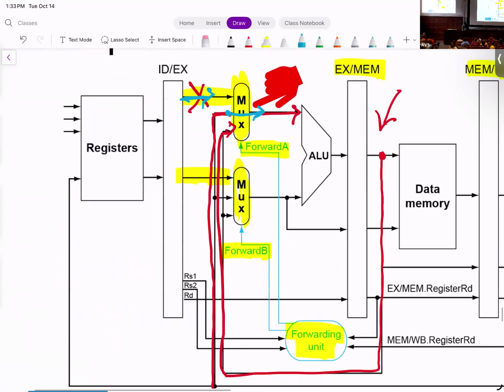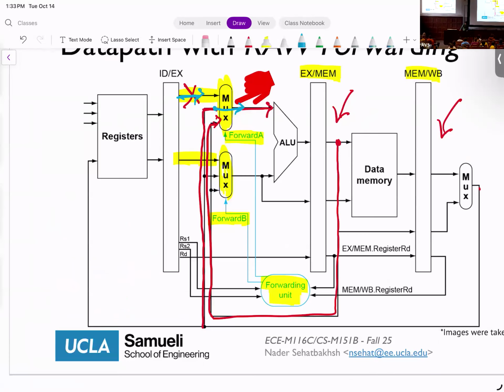Okay. So I introduce a new thing here. As you can see, it's a forwarding unit. The forwarding unit basically checks whether the destination register of a previous instruction and the source registers of a new instruction match. If they do, it replaces the value read from the register file with the value that is computed by the ALU.